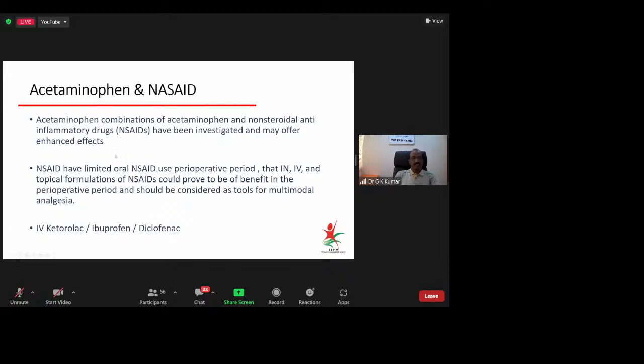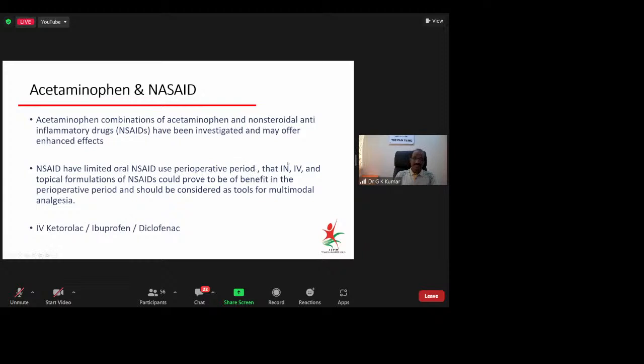So coming to each and every drug, acetaminophen and NSAID is the most common drug combination of analgesics for multimodal analgesia. It is one of the unavoidable drugs, but it has the reason for that, and it is approved. NSAID has limited oral use.